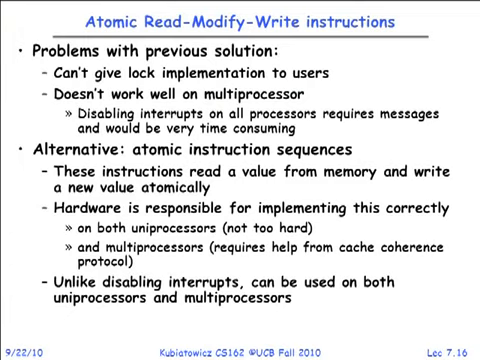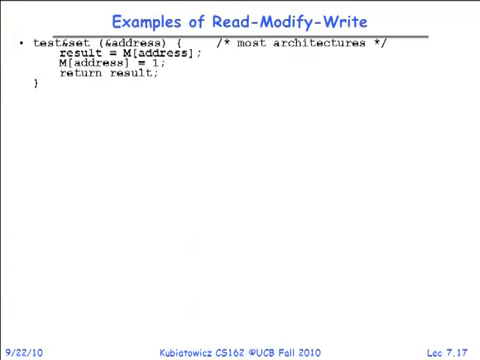Okay, so here's some examples. This is the so-called test and set operation. This one is very common today. Probably every processor you're likely to run into has a test and set. It wasn't always true. But what do I mean by atomic?